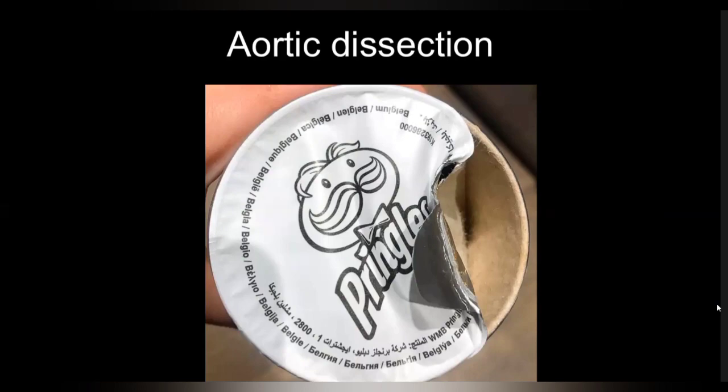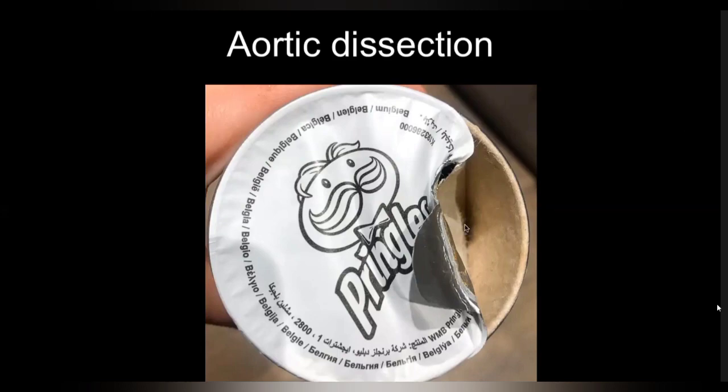So this is the problem with an aortic dissection. You see, you're trying to get into this can of Pringles, but for some reason, there's no way you're going to get to any of these tasty chips, because you've got a dissection flap here and it's not going to go anywhere. And the more you tear into it, the less likely you're going to get any Pringles. So this is a good analogy of an aortic dissection.